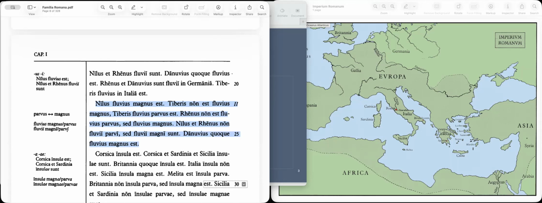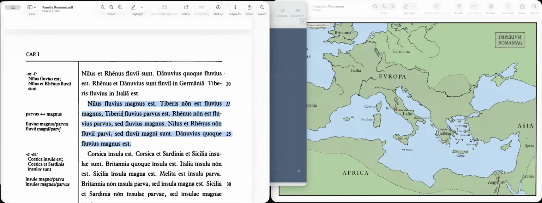Okay. Nilus fluvius magnus est, Tiberius non est fluvius magnus, okay, hold on. Tiberius magnus, manus. Manus. Agnus Dei. Correct.